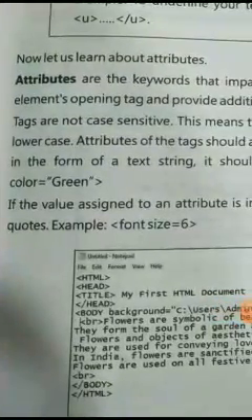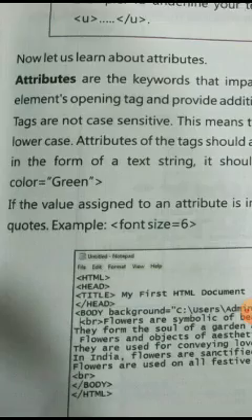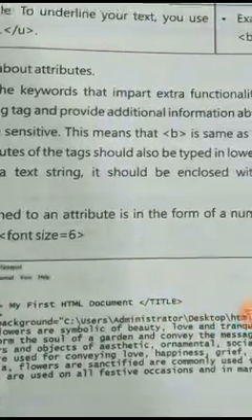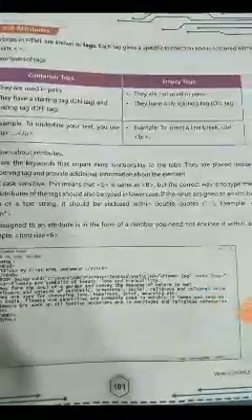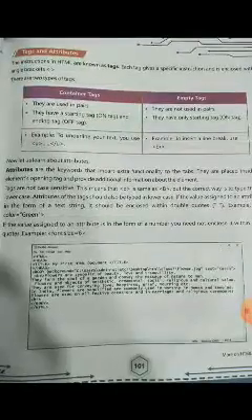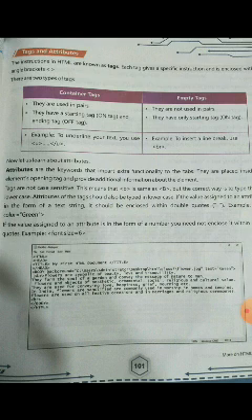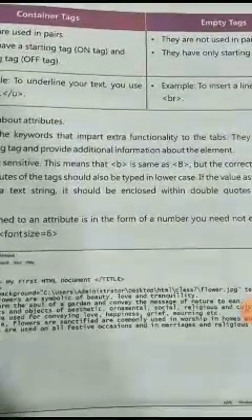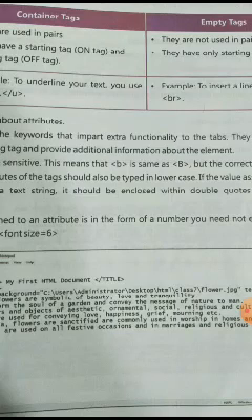Here we will use some attributes. What are attributes? Attributes are keywords that impart extra functionality to the tags. They are placed inside the element's opening tag and provide additional information about the element. Tags are not case sensitive. This means that b is the same as B. You can use small b or you can use capital B. It means you can use any type of letter, uppercase or lowercase.